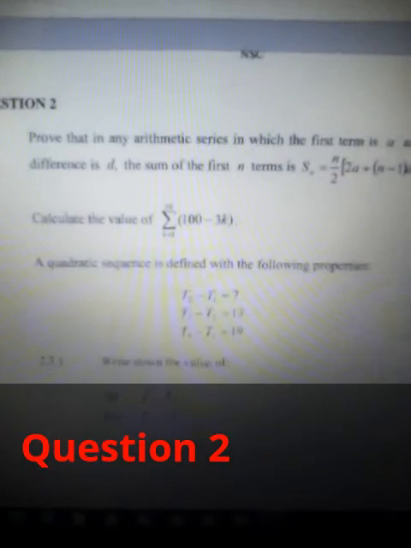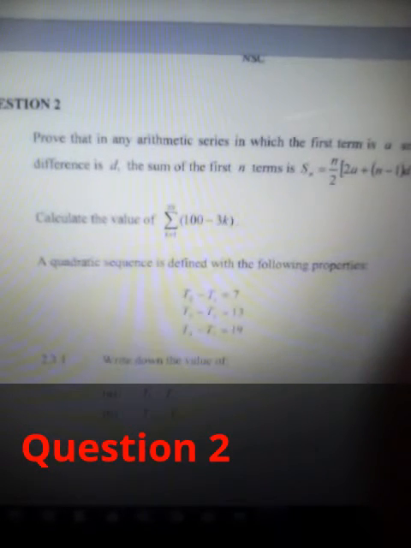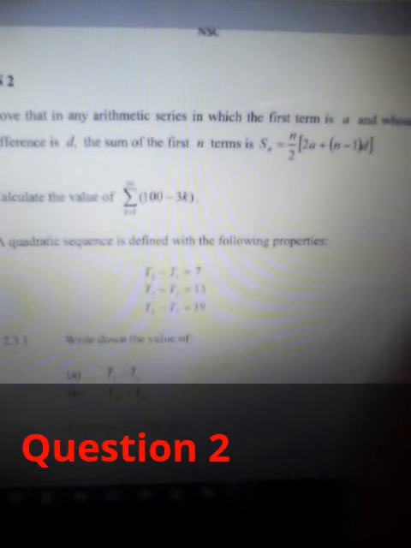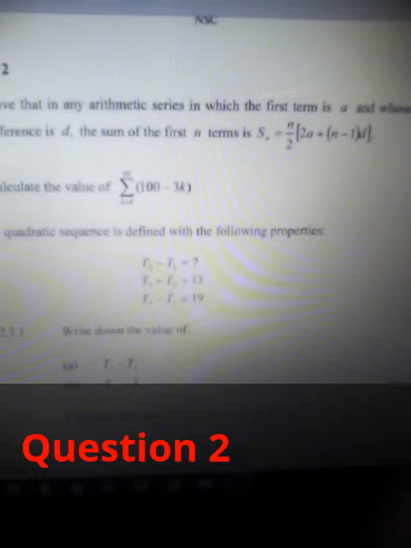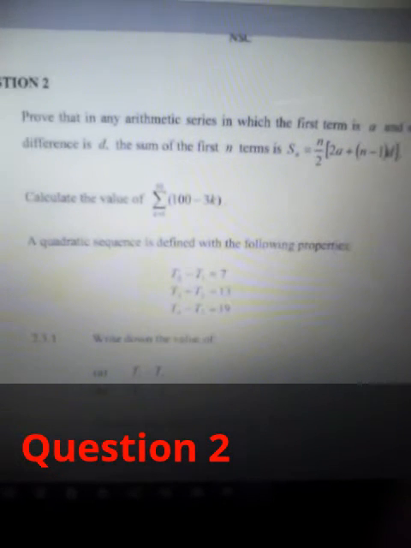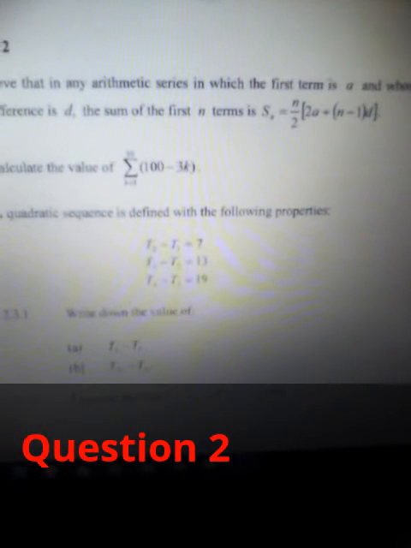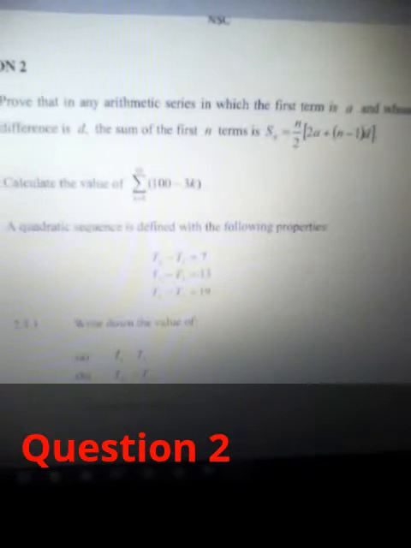The next requirement, 2.3, says that we have to find a quadratic sequence. A quadratic sequence is defined with the following properties: T2 minus T1 is equal to 7, T3 minus T2 is equal to 13, T4 minus T3 is equal to 19. Therefore, they asked you to determine T5 minus T4 in point A. Let's go and try 2.3.1.